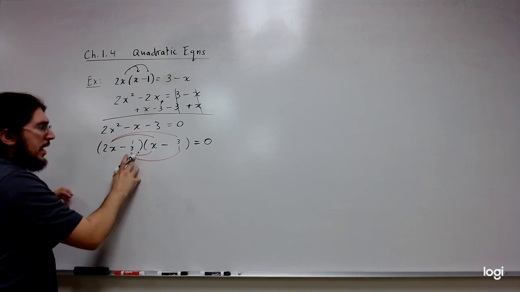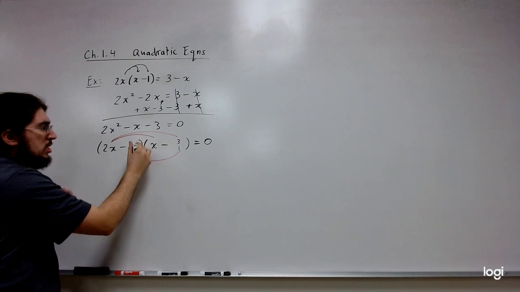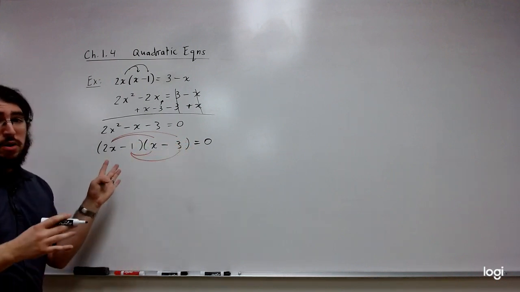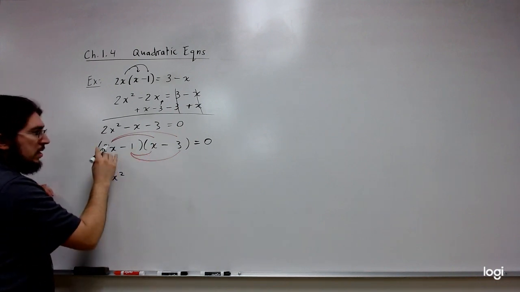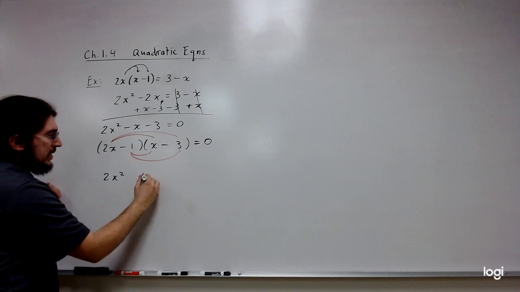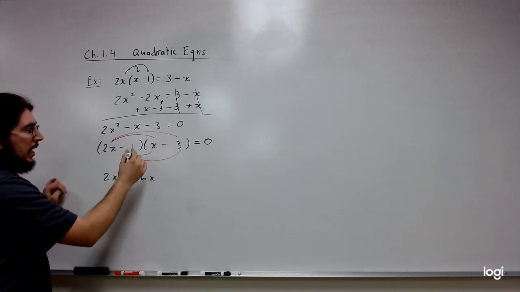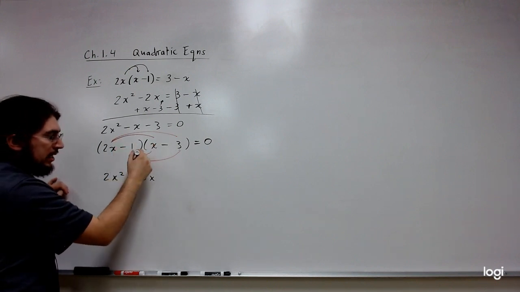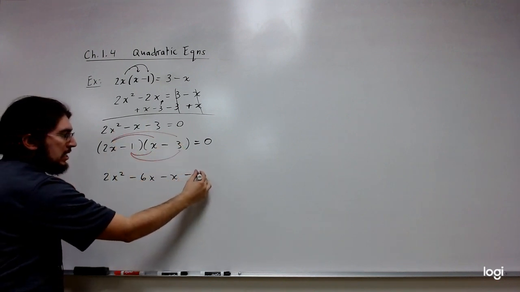So let's try 1 and 3. Now again, the signs I don't know. So let's see. 2x times x is 2x squared. 2x times 3 is going to be 6x. The sign I'm not sure yet, so let's just write minus for now. And then a negative 1x. Negative 1 times x is negative x. And then 1 times 3 will be 3. I want it to be negative 3.